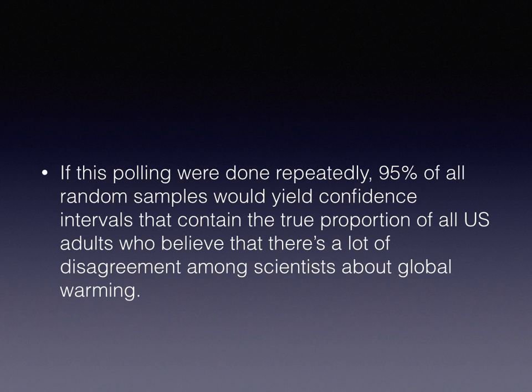The answer to this is, if this polling were done repeatedly, 95% of all random samples would yield confidence intervals that contain the true proportion of all US adults who believe that there's a lot of disagreement among scientists about global warming. So again, if I did this a bunch of times, 95% of all those confidence intervals would contain the true proportion of all US adults who believe such and such.